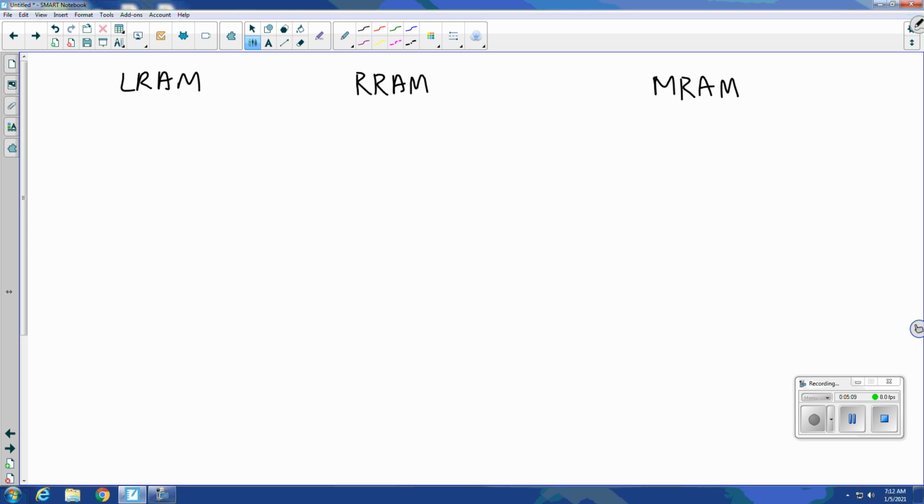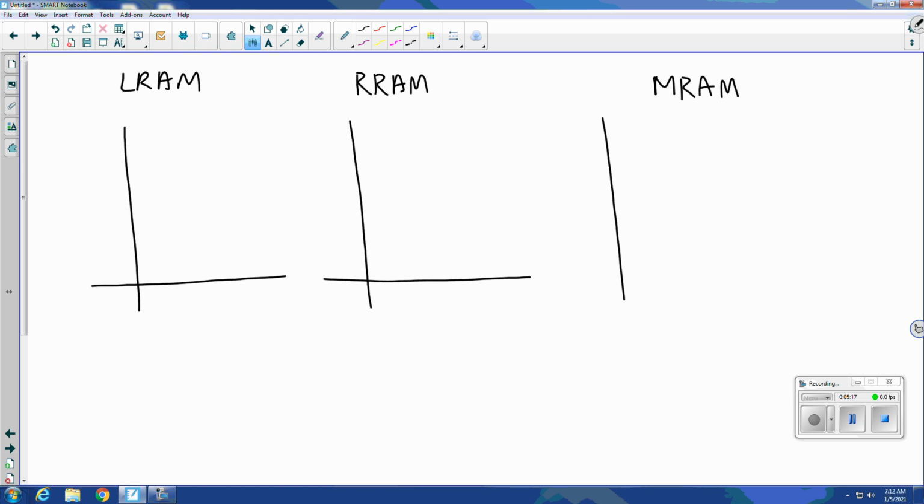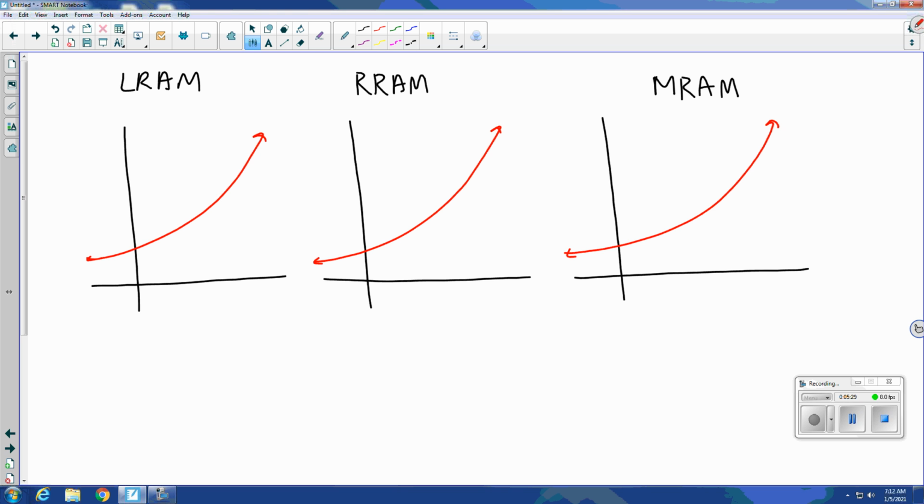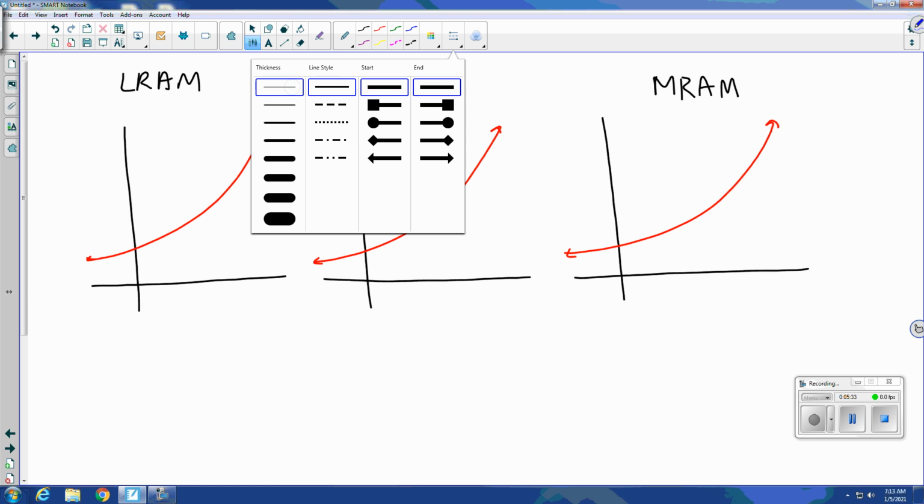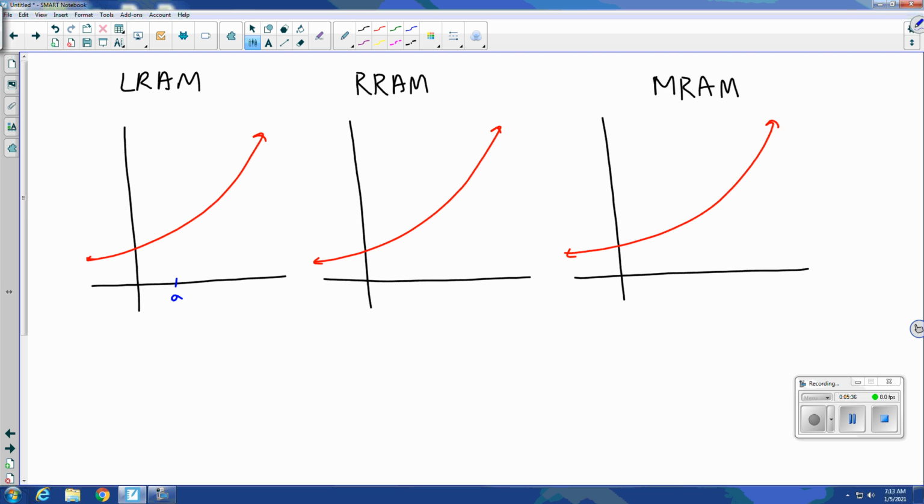LRAM, left rectangular approximation method, RRAM, right rectangular approximation method, and MRAM, midpoint rectangular approximation method. So we'll use the same function so you can clearly see the differences in the visuals for all three. And we're still working from A to B. And let's use 3 rectangles for our approximation for the area between the function and the x-axis.